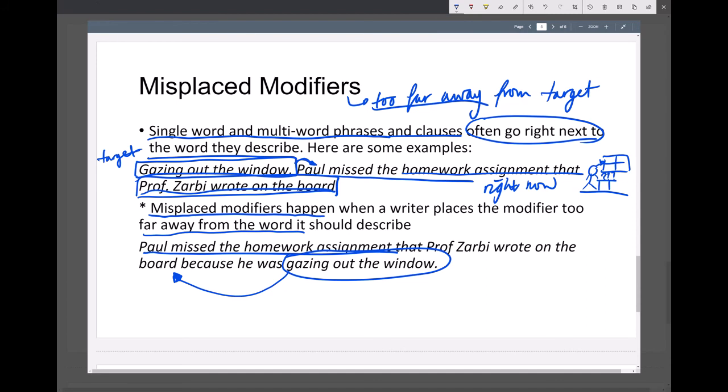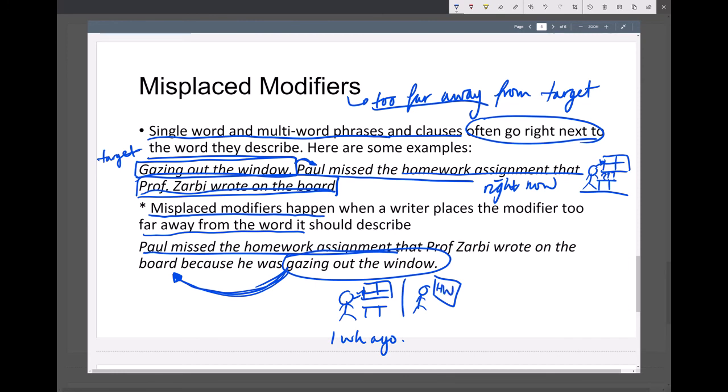So we move the modifier from the beginning of the sentence to match with Paul. Instead, now we move it to where it should be, or where the writer wanted to put it, as, oh, he missed the assignment because, let's say, a week ago, he was not looking at the board when the professor told him what he has to do for homework. So here, let's say a week ago, he was looking out the window. So the professor was trying to show him, this is your homework, but he wasn't paying attention.